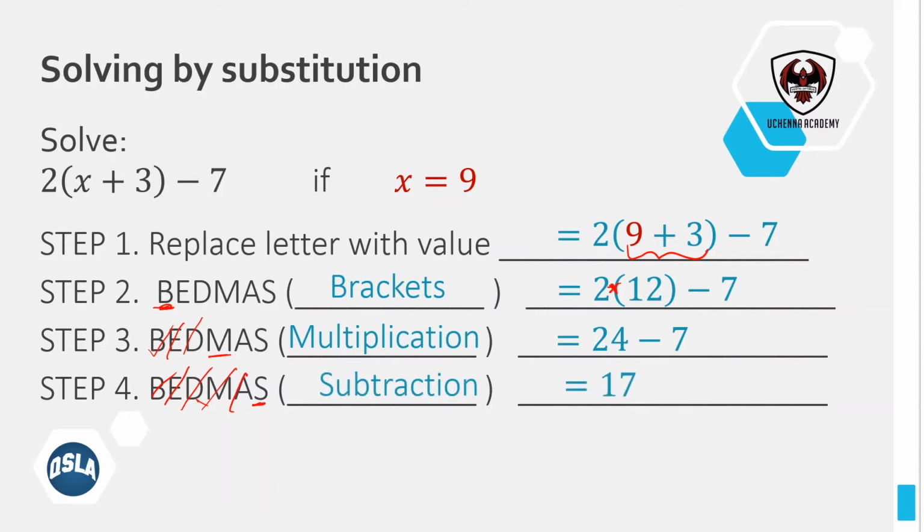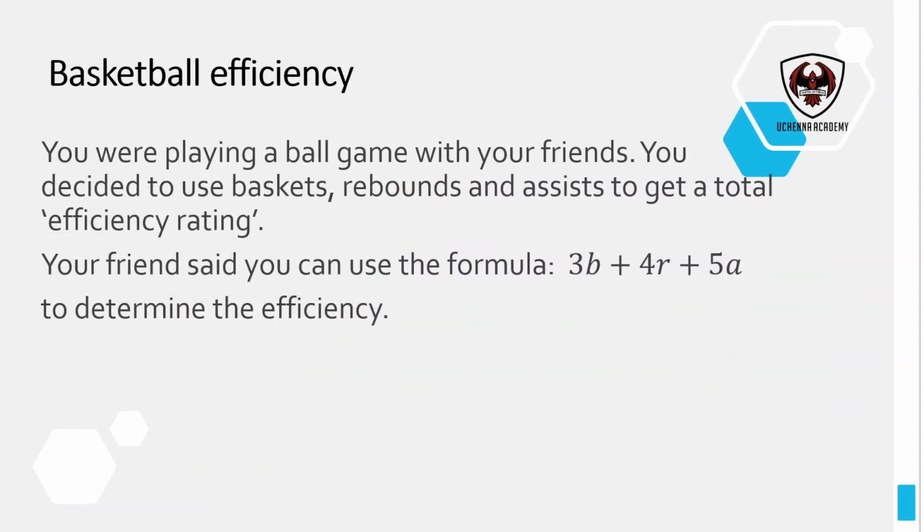24 minus 7 is 17. Excellent. All right, now let's get to today's actual lesson that we're going to be utilizing this math and solving by substitution for.